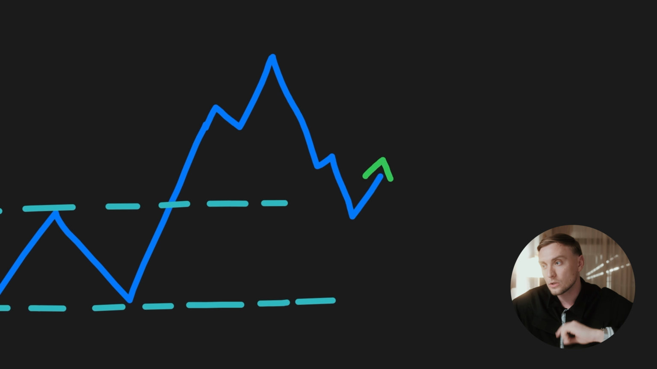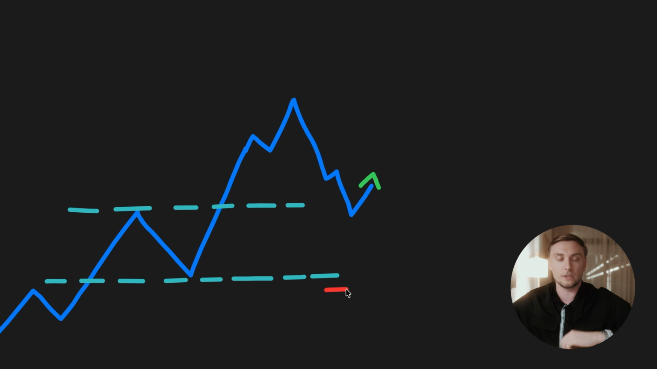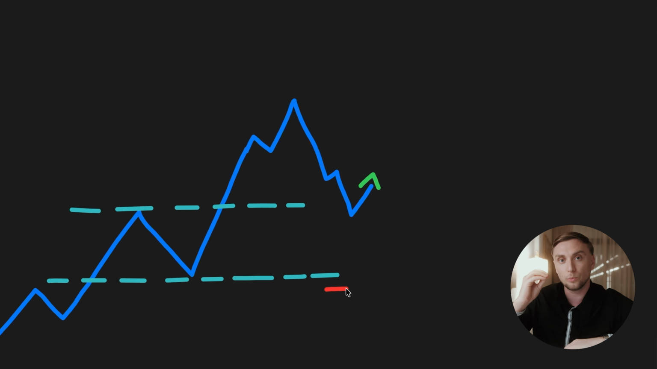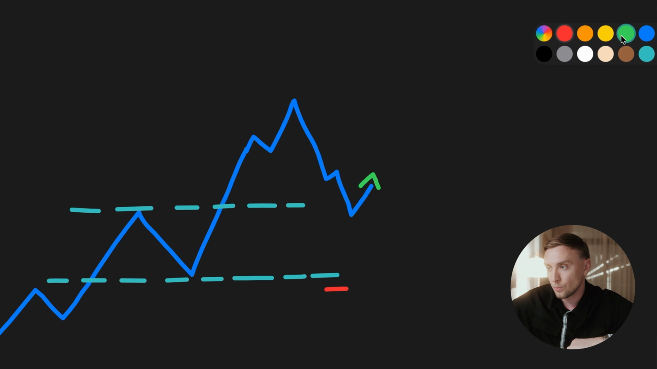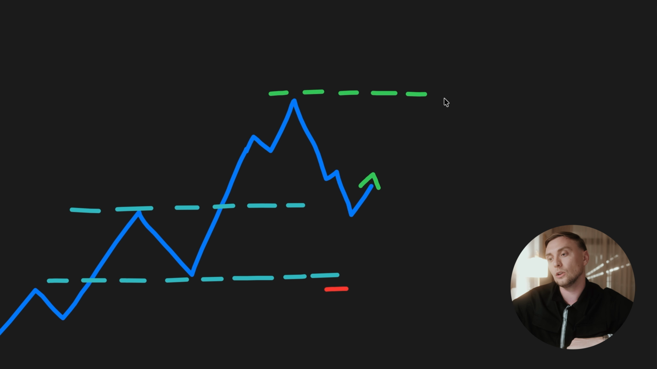The stop loss is supposed to be under this zone. Sometimes of course it might be very wide, so we will put it in the middle of the zone, but in general we're supposed to put our stop loss below the zone, and the take profit will be on breaking the highest level of the trend. This is option number one.